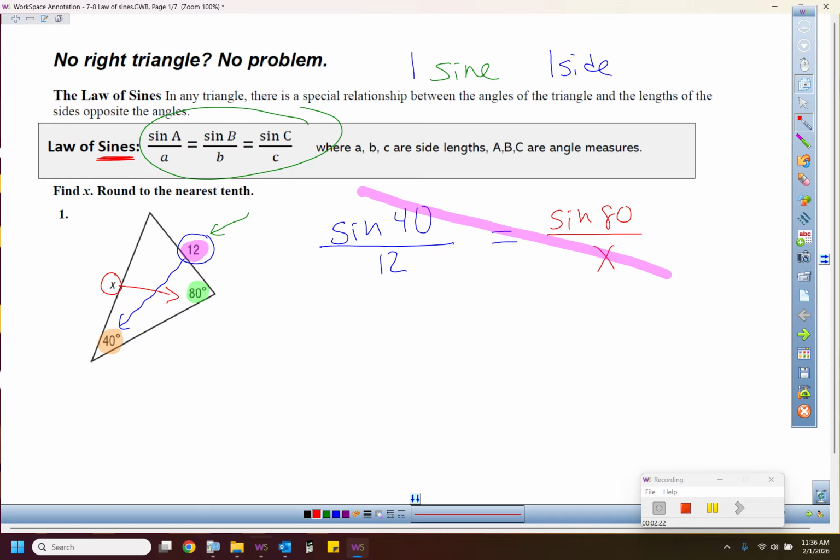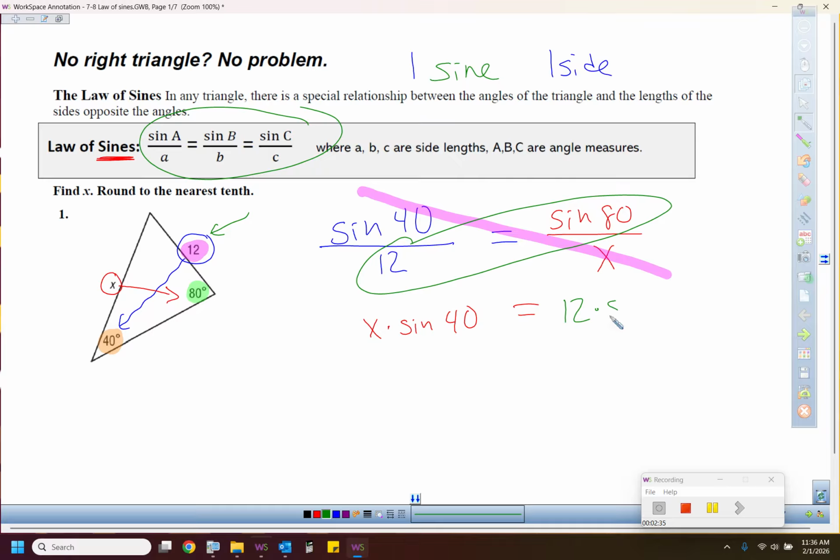So I'll take x times the sine of 40. Notice I wanted to put that first and put the sine of 40 last. That will equal these two times each other. We'll do 12 times the sine of 80. Instead of having sine of 80 times 12, which looks messy and people might want to multiply those together, and you're not allowed to, put the number first and the trig function part second.